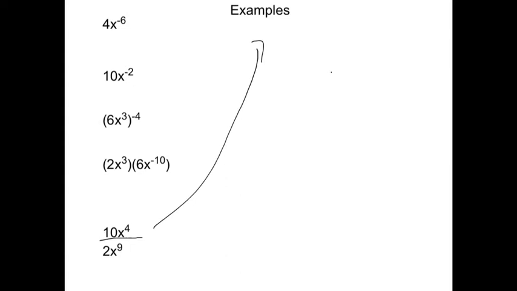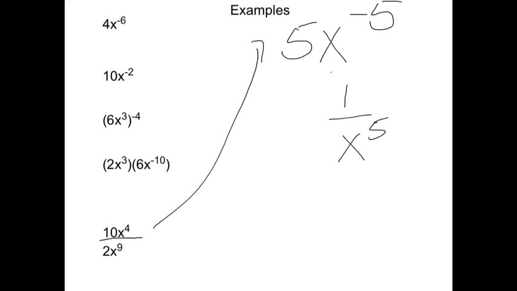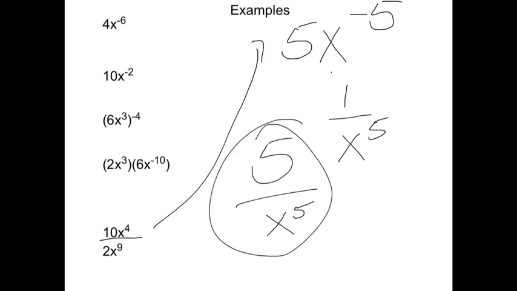For the last one, I'm going to use my rules of division. I'm going to divide my coefficients. I'm going to keep my base the same, and I'm going to subtract my exponents. 4 minus 9 gives me negative 5. I can't leave my answer. I have a negative exponent. I take the reciprocal of the base, change the negative to a positive exponent, and I leave my coefficient on the top because it doesn't have a negative exponent, and that's my final answer.